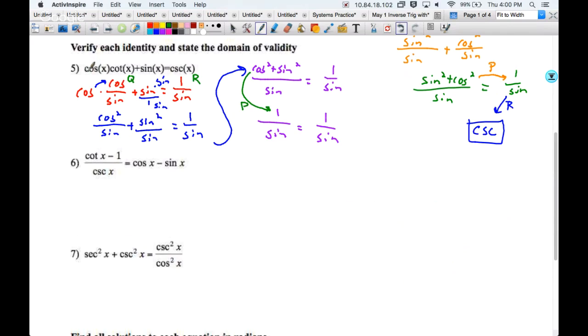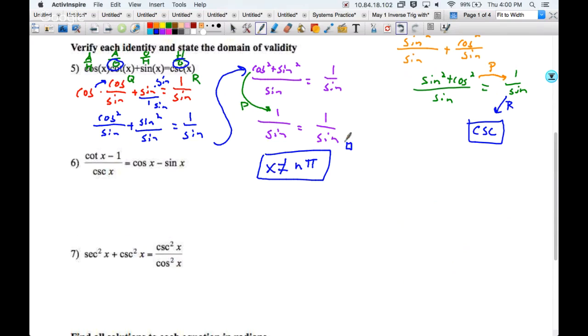Let's go back to the original equation to assess the domain of validity. I'm going to write each of these functions with the ratio they represent. Cosine is adjacent over hypotenuse. Cotangent is adjacent over opposite. Sine is opposite over hypotenuse, and cosecant is hypotenuse over opposite. The only side length that appears in the denominator is opposite. We ignore the hypotenuse because that's never 0. And opposite is equal to 0 at n pi, so we must exclude that from our domain by stating that x cannot equal n pi.